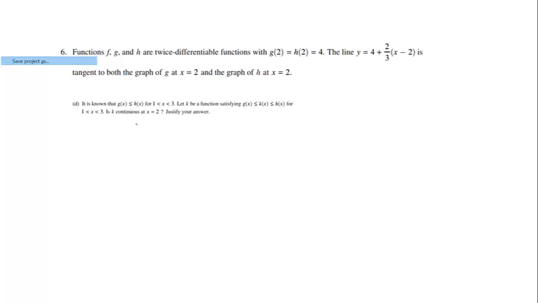All right, this last part, it is known that g of x is less than or equal to h of x for x between 1 and 3. Let k be a function satisfying k is between g and h for x between 1 and 3. Is k continuous at x equals 2? Okay, this is going to be using something called the squeeze theorem.